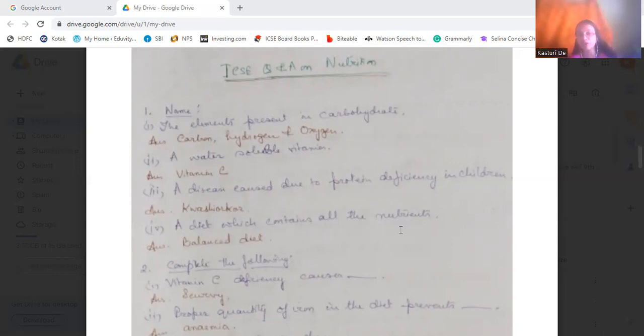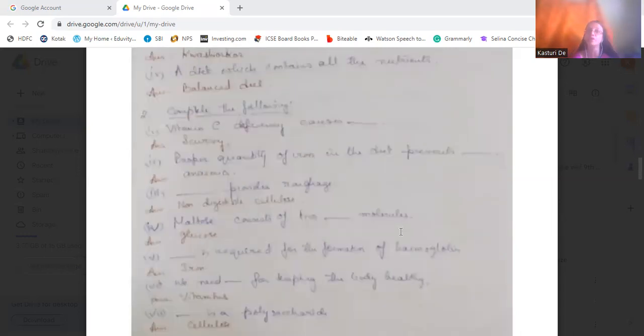Now we come to the next question: complete the following. Vitamin C deficiency causes scurvy. A proper quantity of iron in the diet prevents anemia. Cellulose provides roughage, non-digestible. Human beings cannot digest cellulose, that's why it becomes roughage for human beings.